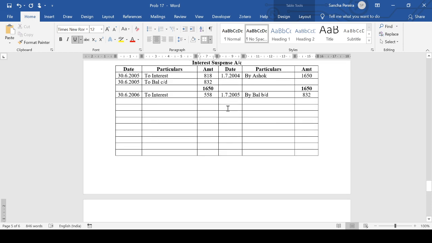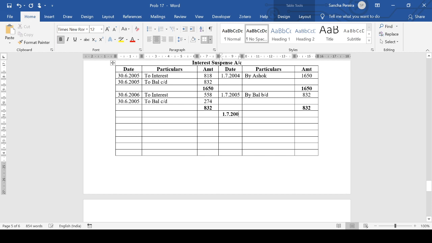Now this account you will have another balance here, so two balance carry down. Two balance carry down. Total will be 832. Here also we'll have 832. And balance carry down will be 832 minus 558, which will be 274. And I think if you check, that will be your first year's interest. Sorry, your third year's interest. So two balance carry down, 274. So bring down the balance.